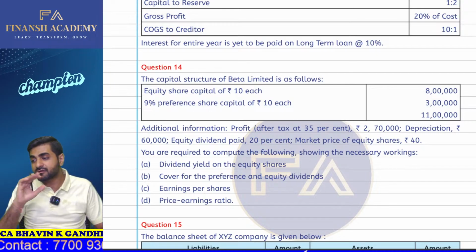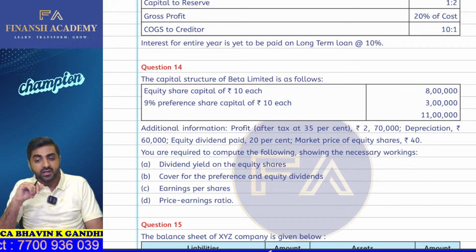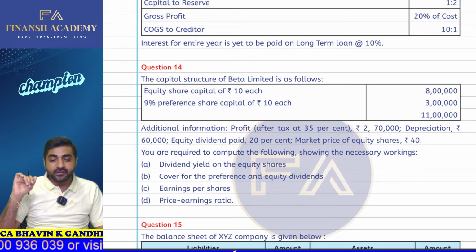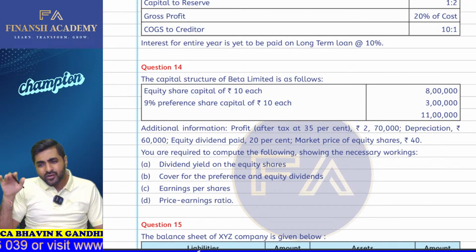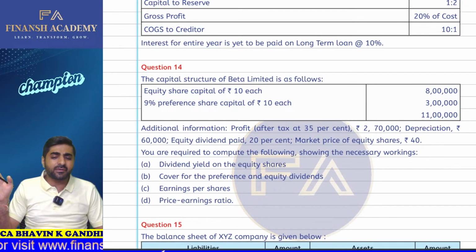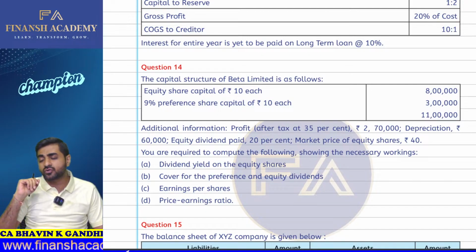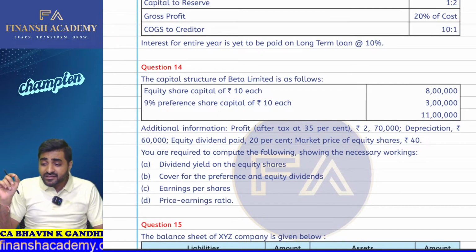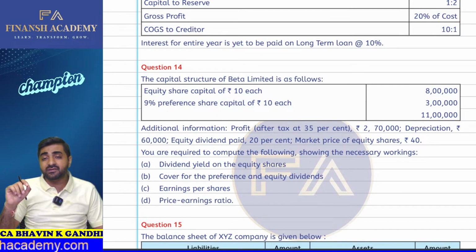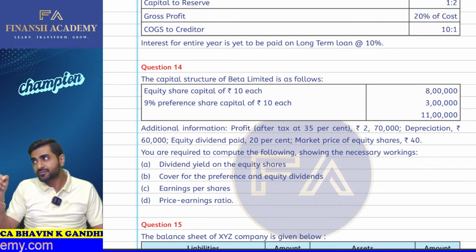Let us start with question number 14. In this question number 14, we are required to prepare the income statement and calculate these ratios. But here, my dear students, they have specified something called the dividend yield ratio.